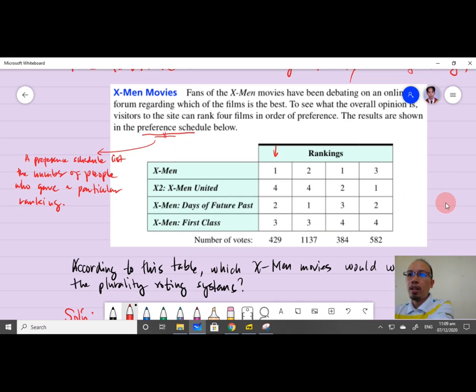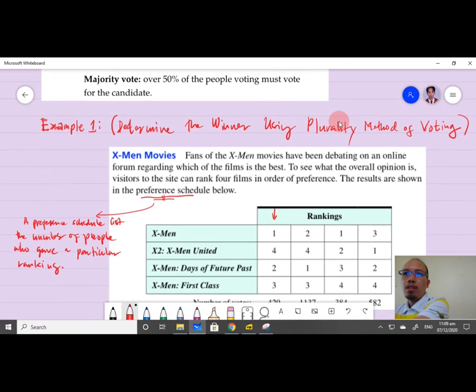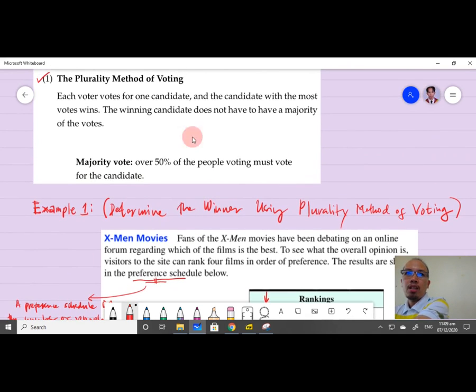Okay, but anyway, let's answer this one. According to this table, which X-Men movies would win using the plurality voting system? So let me recall the definition. It says here that each voter votes for one candidate, as you can see there.